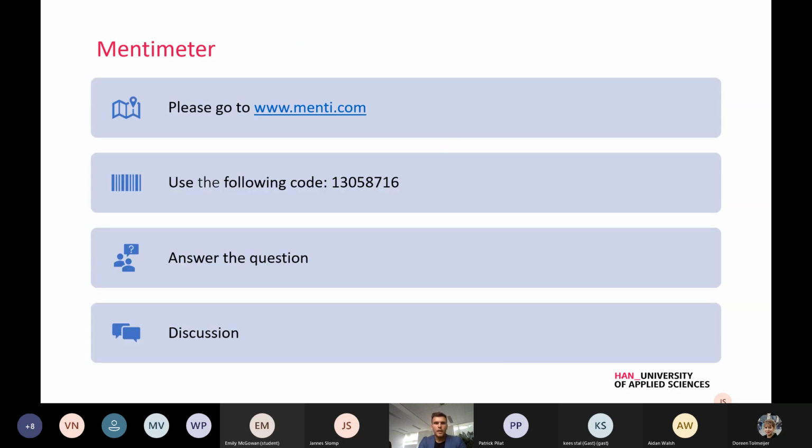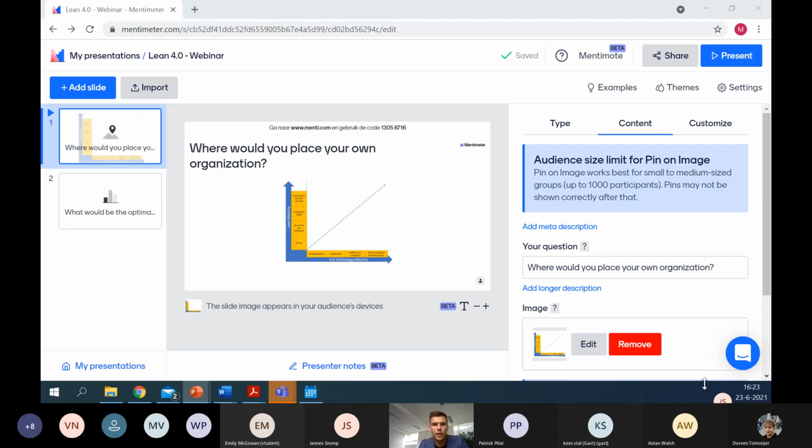What we would like to do is that you have now had a brief explanation from Jannes about the Lean Maturity Index, and we described three cases and their Lean 4.0 journey. We would like to ask you to go to www.menti.com and use the following link. And if you would like to state in the chat whether you are able to see the Menti screen, I can do that already.